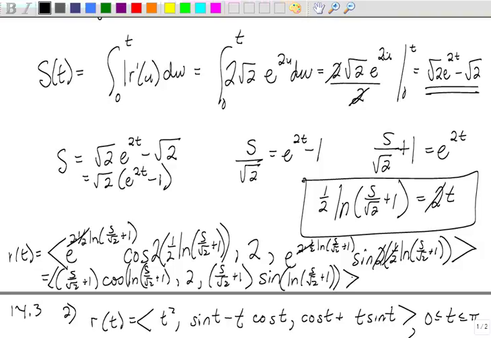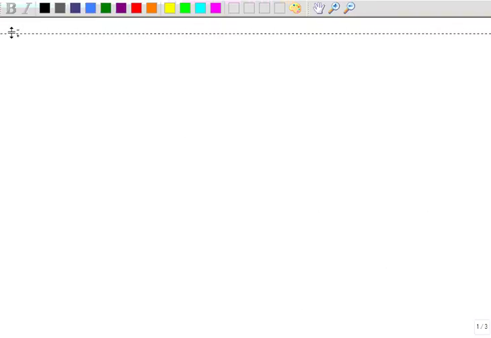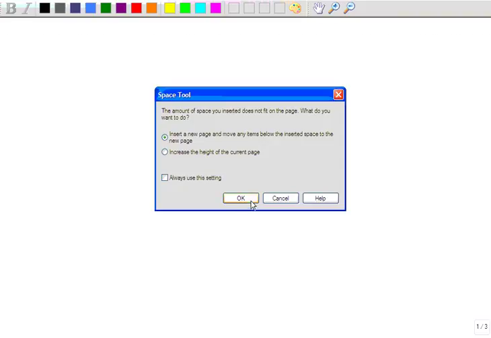And then that's the, I re-parameterize this, and so now this is a function of s. And it depends on the arc length and not the, not t. Okay, let's look at, excuse me, 16. Okay, 16.